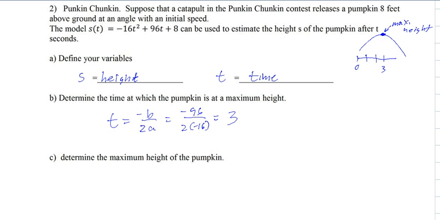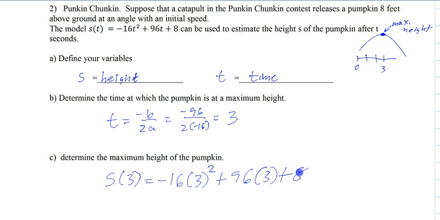So if we want to find that maximum height is s. So if we plug in 3, plugging all that into your calculator, we get 152, and height is in feet. So the pumpkin's starting at 8 feet, and it just keeps climbing and climbing and climbing off the catapult until it hits 152 feet, and then it's coming down.